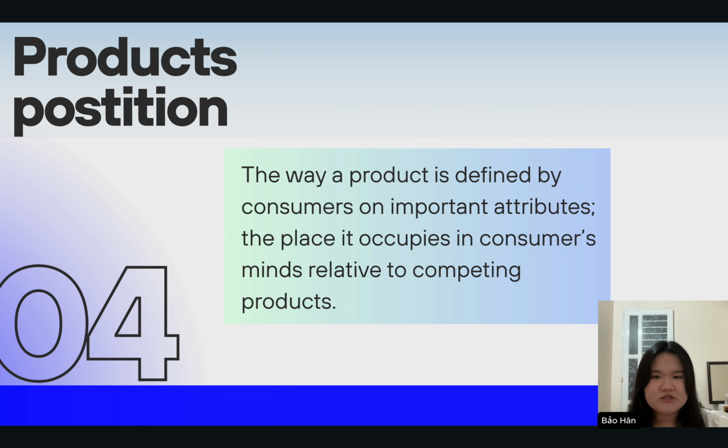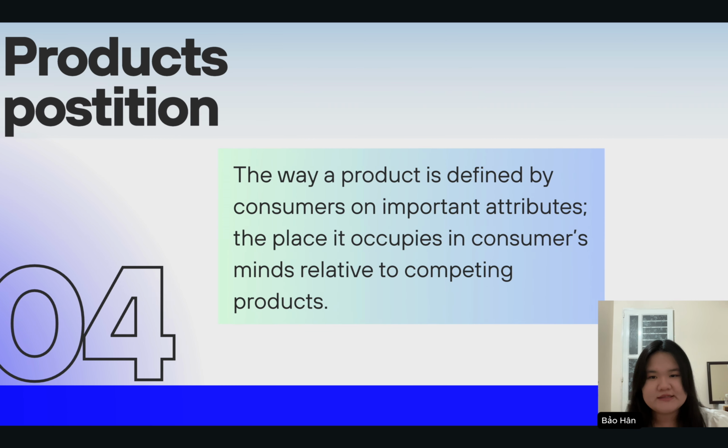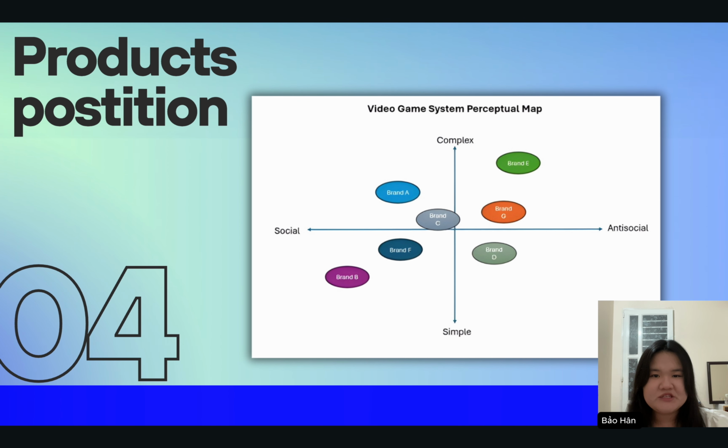First is product position, which is the way a product is defined by consumers on important attributes, the place it occupies in customers' minds relative to competing products. In planning their differentiation and positioning strategies, marketers often prepare perceptual positioning maps that show consumers' perceptions of their brands versus those of competing products on important buying dimensions.